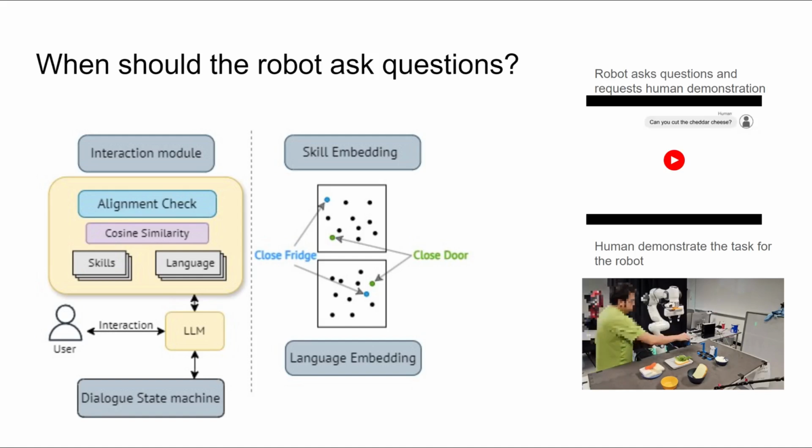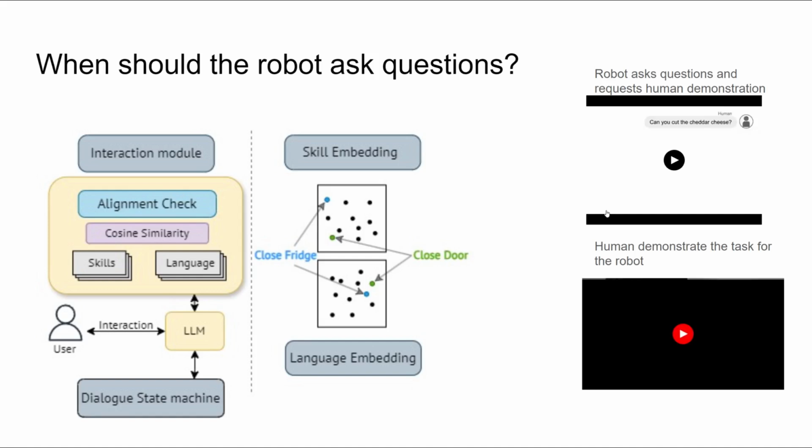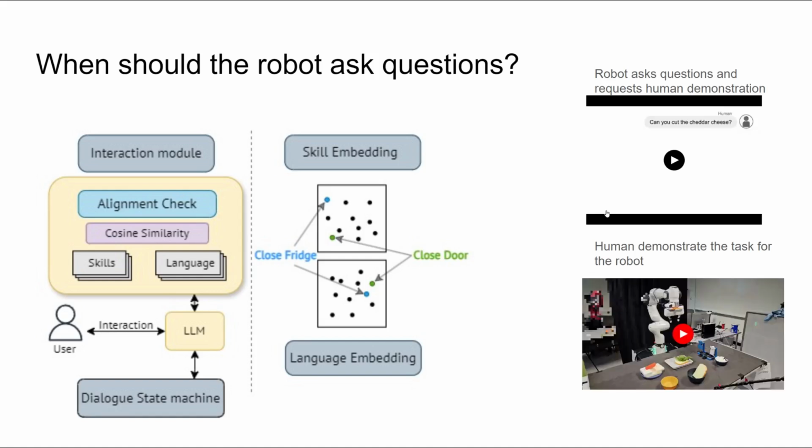If the agent fails to find a usable skill in the skill embedding space, it understands that it does not possess the skill to execute the task, and will ask for teleoperation-based demonstrations to learn this skill.